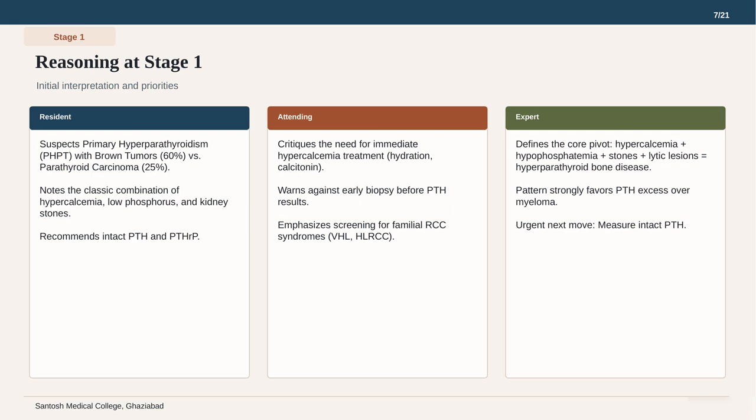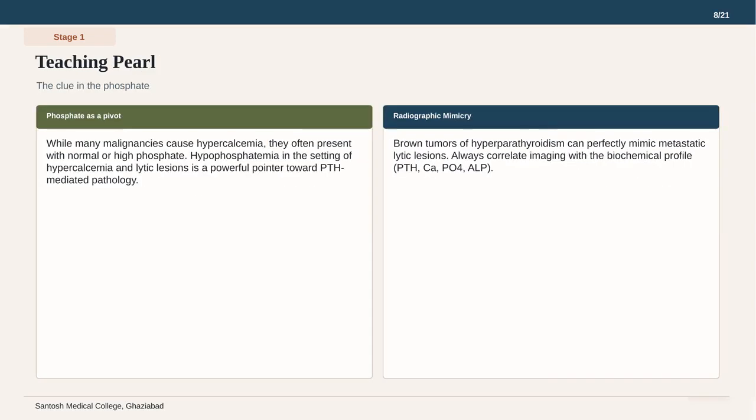To deepen our understanding, let's look at a teaching pearl regarding the role of phosphate in these cases. This teaching pearl highlights two critical concepts. On the left, we see why phosphate serves as a diagnostic pivot. While many malignancies cause high calcium, they typically present with normal or even high phosphate levels. In contrast, finding low phosphorus in the setting of hypercalcemia and lytic lesions is a powerful pointer toward pathology mediated by parathyroid hormone. On the right, the slide discusses radiographic mimicry.